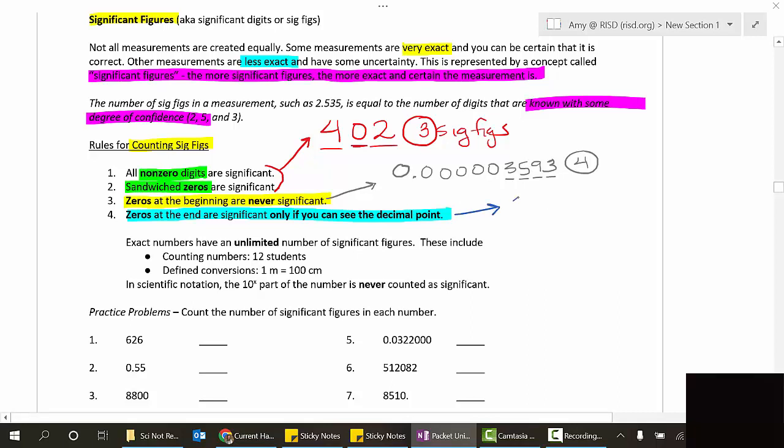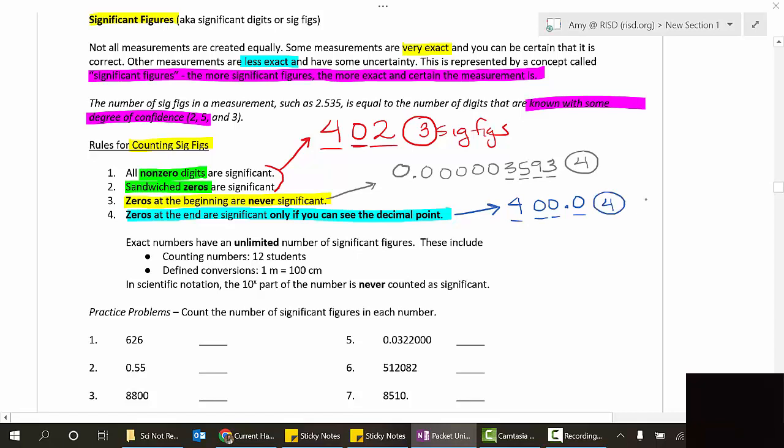Okay, what if I give you the number 400.0? Okay, well, here they are. Look at these zeros at the end of a number. I don't care where they are in relation to the decimal. I just care that I can see the decimal. So since the zeros are at the end of a number and I can see the decimal, they count as significant. That means they're measured. It means we know that this is exactly 400.